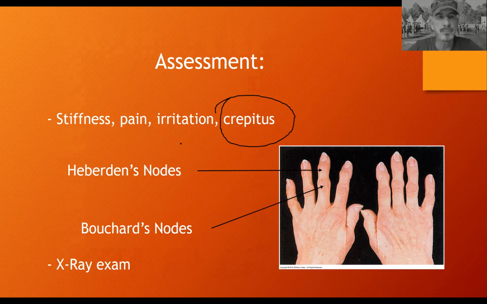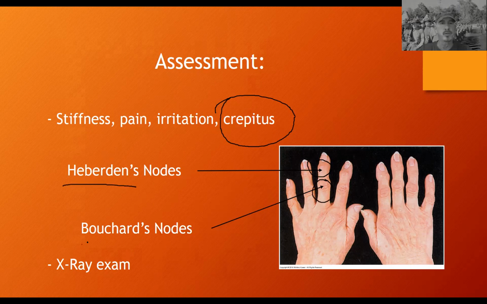And from that irritation and inflammation, you can start getting nodes. If it's down here at the end of your finger, it's called a Heberden's node. If it's further up, it's a Bouchard's node. I actually think that these doctors just wanted their name on something, so that's why they invented that.